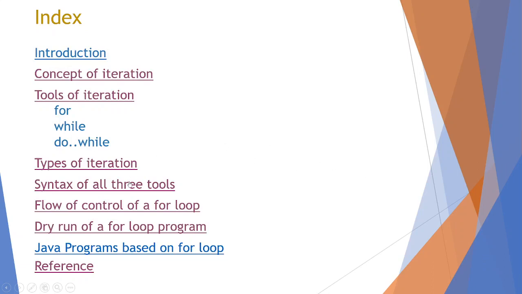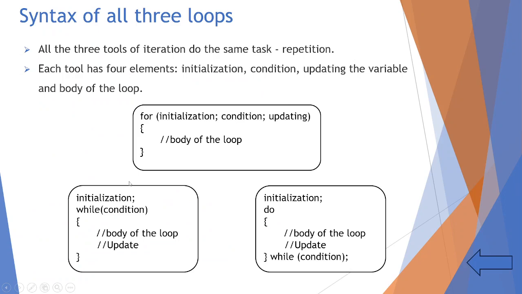Now, syntax of all 3 loops. All the 3 loops do the same task, which is iteration or repetition, creating a loop kind of structure. Now each tool has 4 elements: initialization, condition, updating the variable, and body of the loop. For loop, in the parenthesis, all 3 are given, that is initialization, condition, and updation, and within curly brackets, the body of the loop.